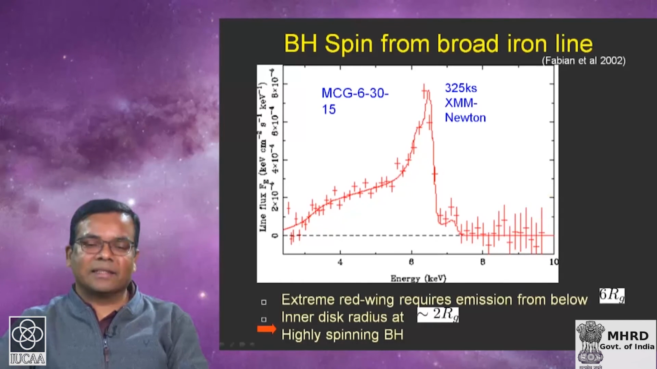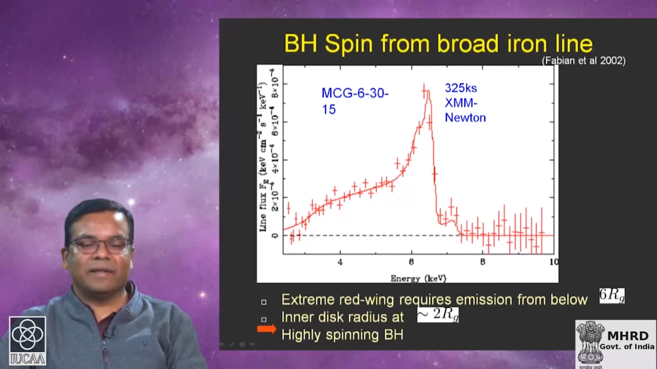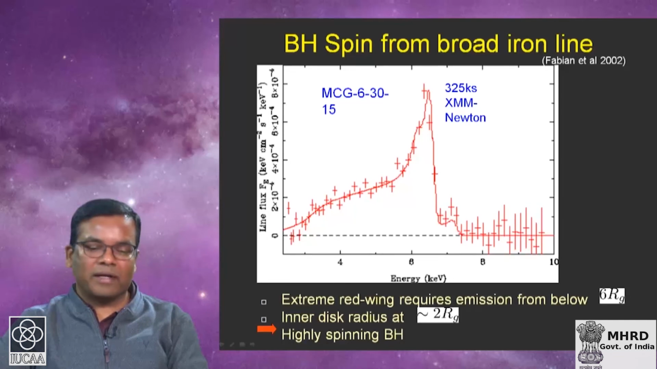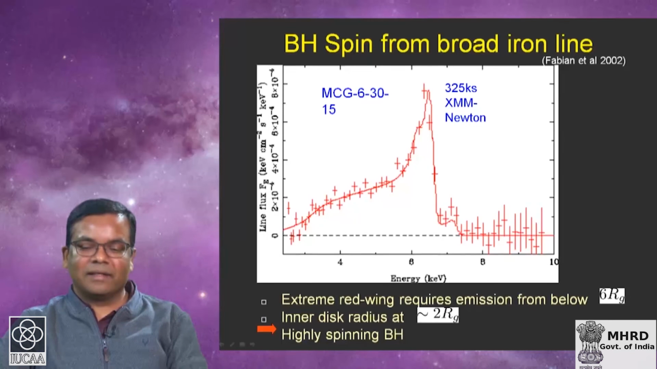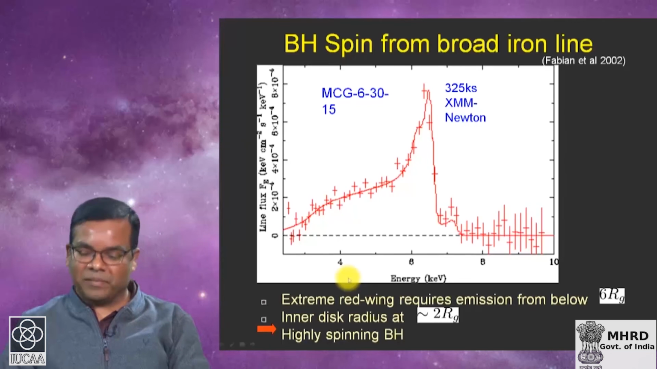While in another case, another Seyfert active galactic nucleus, MCG 6-30-15, the iron line is so broad that it requires line emission from within the 6 RG radius, which is the limit for the Schwarzschild black hole. So, you need line emission from down to about 2 times the gravitational radius RG, and it suggests that the black hole is highly spinning in this particular case.